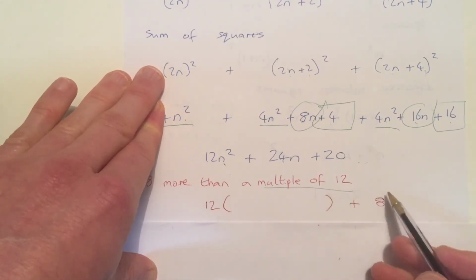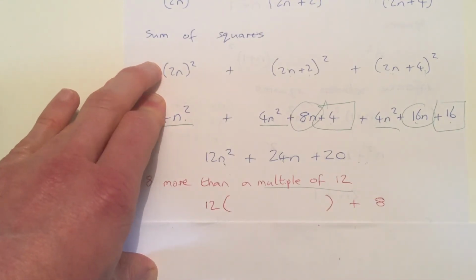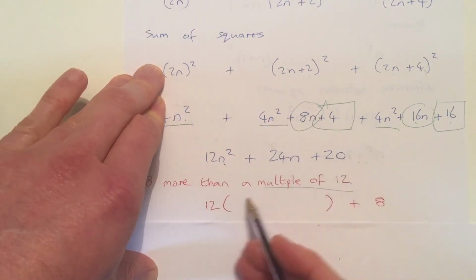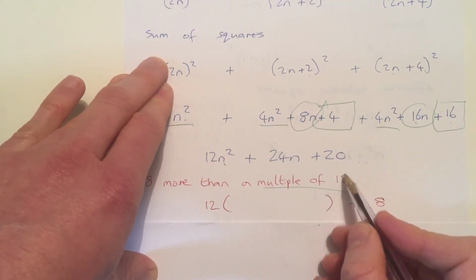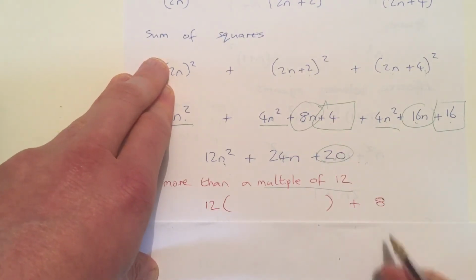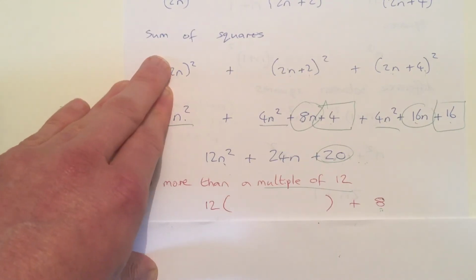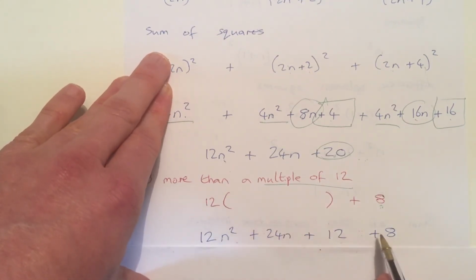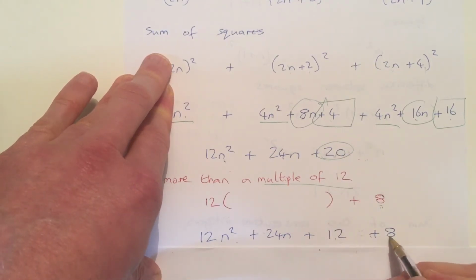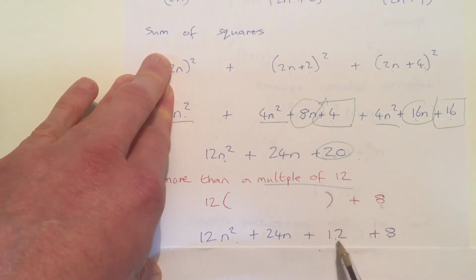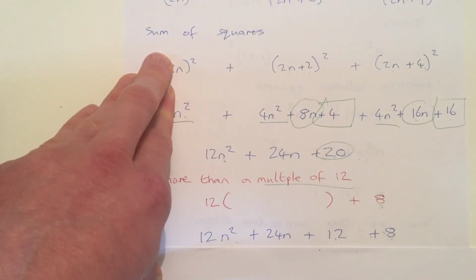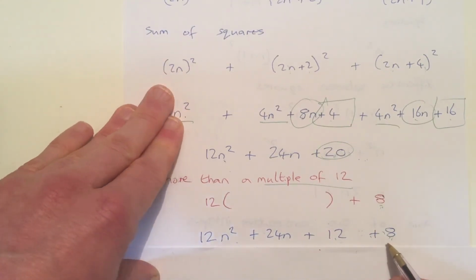This here represents 8 more than a multiple of 12. So I want to try and write this in this form. I want to have a plus 8 on the end. I don't want that to be plus 20, I want it to have a plus 8 on the end for the 8 more. Because of that, instead of writing 20, I'm going to write 12 plus 8. Obviously, we know 20 is the same thing as 12 plus 8, but by writing it like that, it matches up with this. I've got a plus 8, I've got 8 more than.